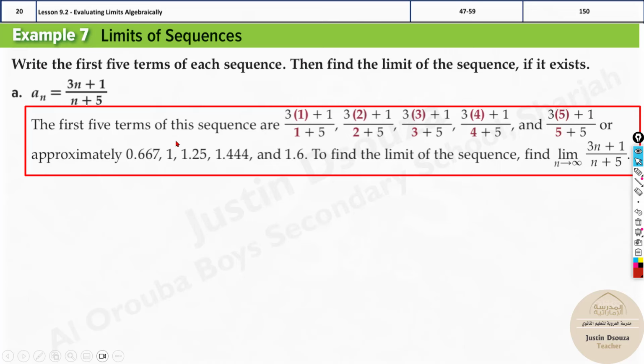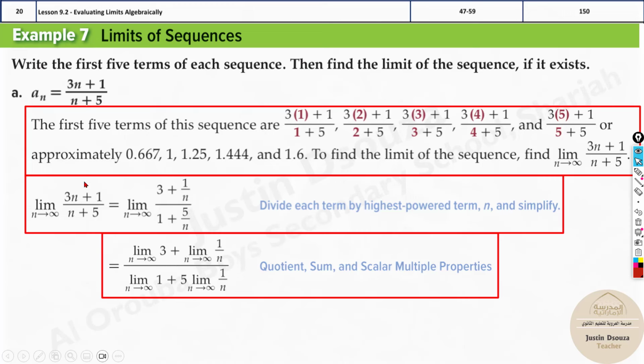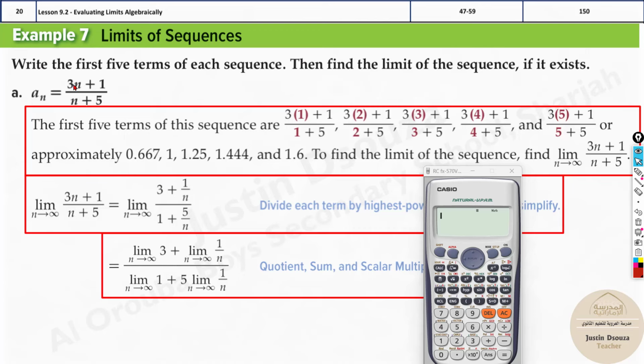What are the values? You get 0.667, 1.125. You can see it's increasing, until 1.6 we got. Now they want the limit, so put infinity. Just now we did the same thing, we do it over here, because it's in writing, you have to do it. Otherwise, I'll show in the calculator how to do it. The better way to do this is to type it out. Don't put any number, don't put 999 for n or anything. Just type it as a variable x. Instead of n, we put x plus 1 divided by, over here also, x plus 5.